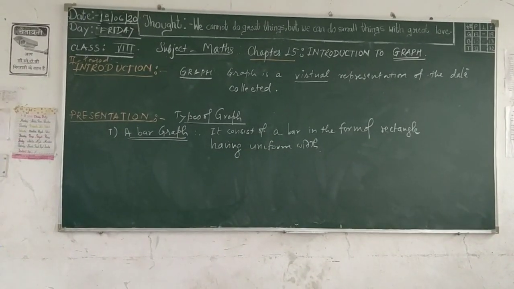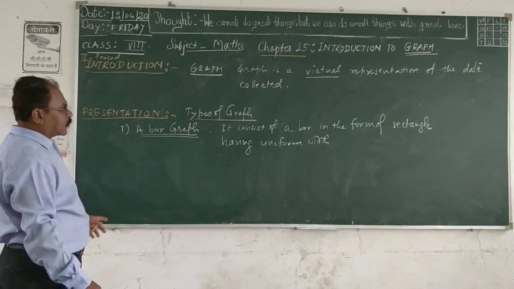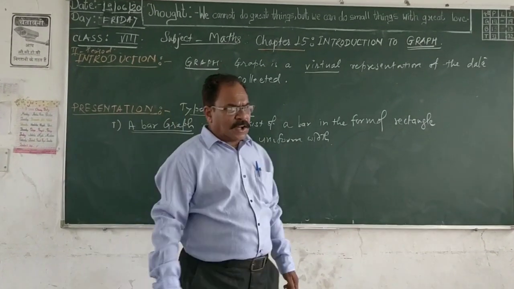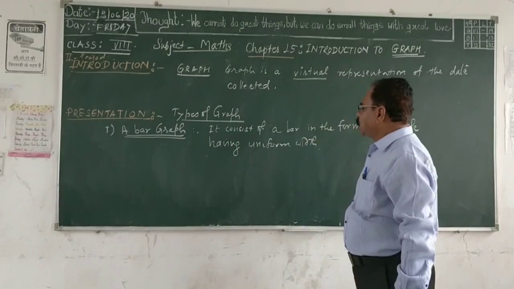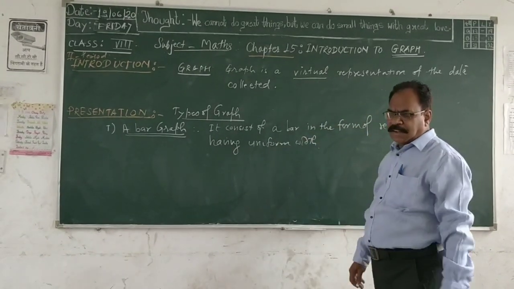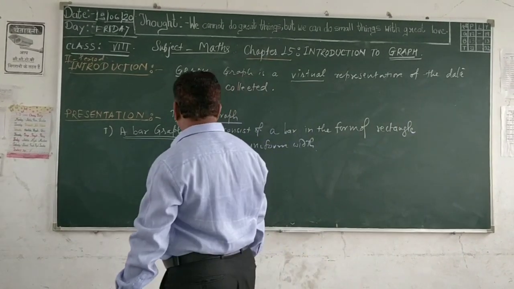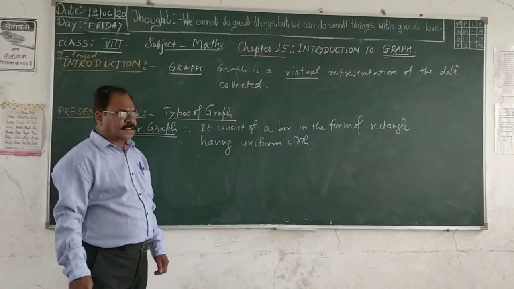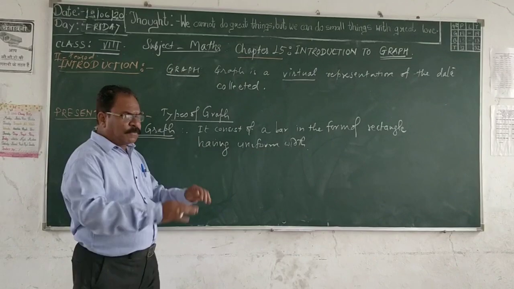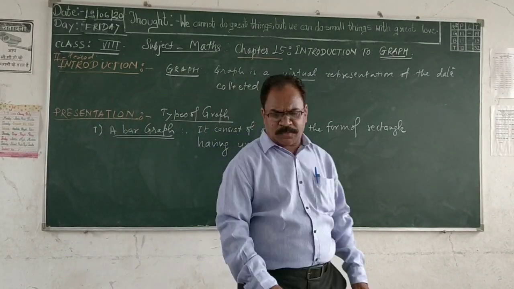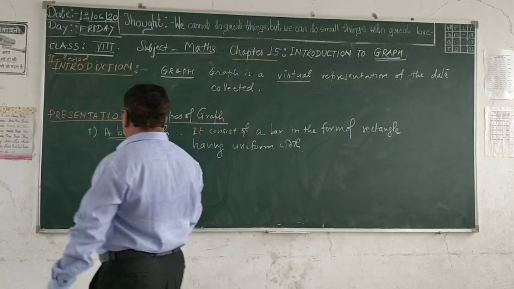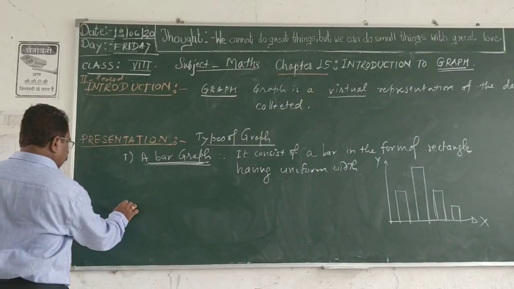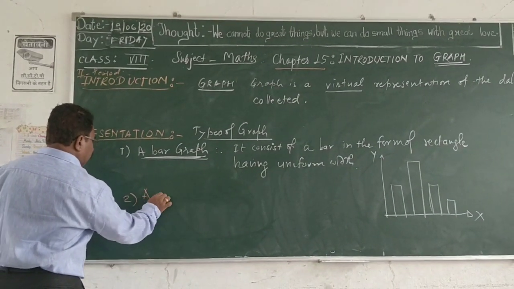A bar graph is used to compare with the others, or to compare commodities or categories. Suppose the marks obtained by the students in the different subjects, so we can draw a bar graph. This we have already learned in the lower classes. Now the second type is a double bar graph.